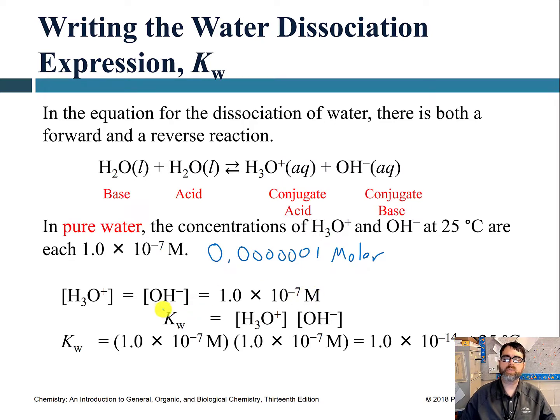Together, then, we come up with something we call the water constant. K for constant, subscript W for water. The water constant is equal to the product of those two, so we're multiplying those two with one another. When you're multiplying powers of 10, you multiply the numbers in front. Well, 1 times 1 is 1, and the negative 7s, your powers, you add together, and so negative 7 plus negative 7, we get negative 14.